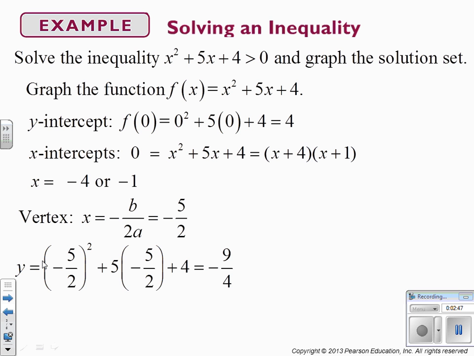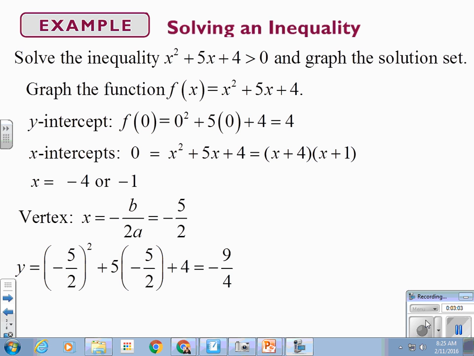If you don't know how to do this fraction math, make sure you put a star next to this and ask me later, because this is a skill that we gotta figure out for y'all. All right, so our vertex is at -5/2, which is -2.5, and comma -9/4, which is -2.25.